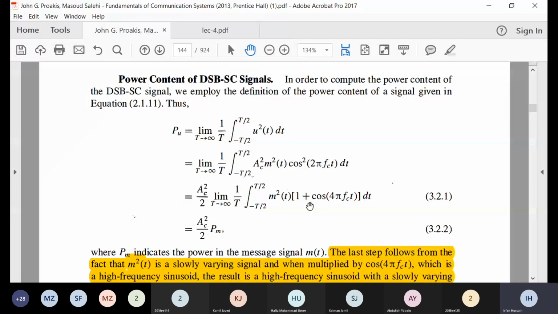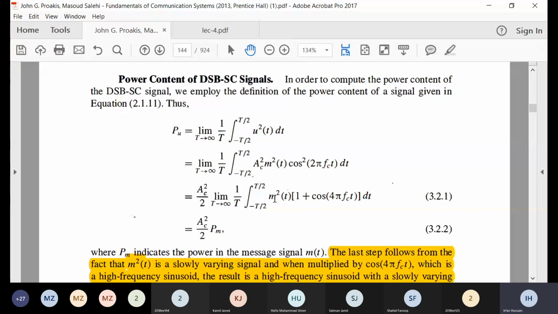Cos square will become 1 plus cos 4 pi f c t, a double angle formula, over 2. 2 and AC, they come out. Now m square t will be as it is, but m square into cos 4 pi f c t, integrated over this whole time divided by time, will come out to be 0. You will just have the integral of m square dt, the first term, and this is actually the power of the message signal. So the power of the modulated signal comes out to be AC square over 2 into the power of the message signal. Again, why will this product be 0?